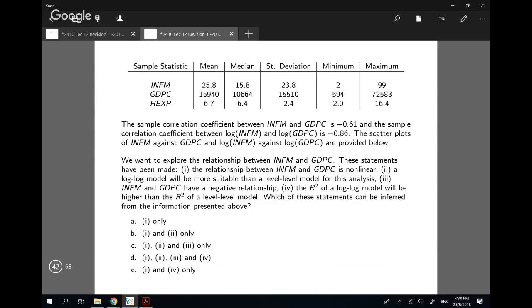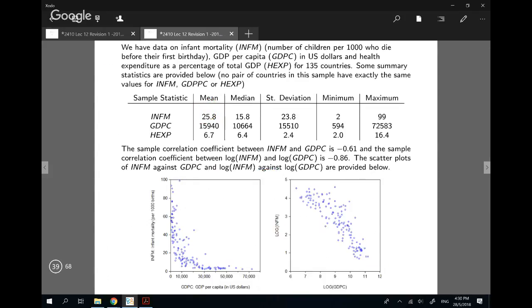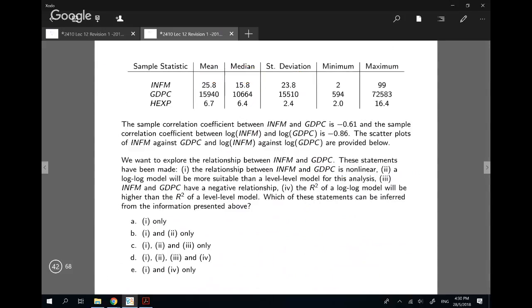Okay. So C: 1, 2, and 3. One is that it is non-linear. That's probably from the scatter plot, isn't it? So you can't see. Did anyone check, because this is from your... oh, it's in front. Oh, there. Thank you. Okay, so infant mortality and GDP, yeah, that looks non-linear. Right, okay. So that's okay.